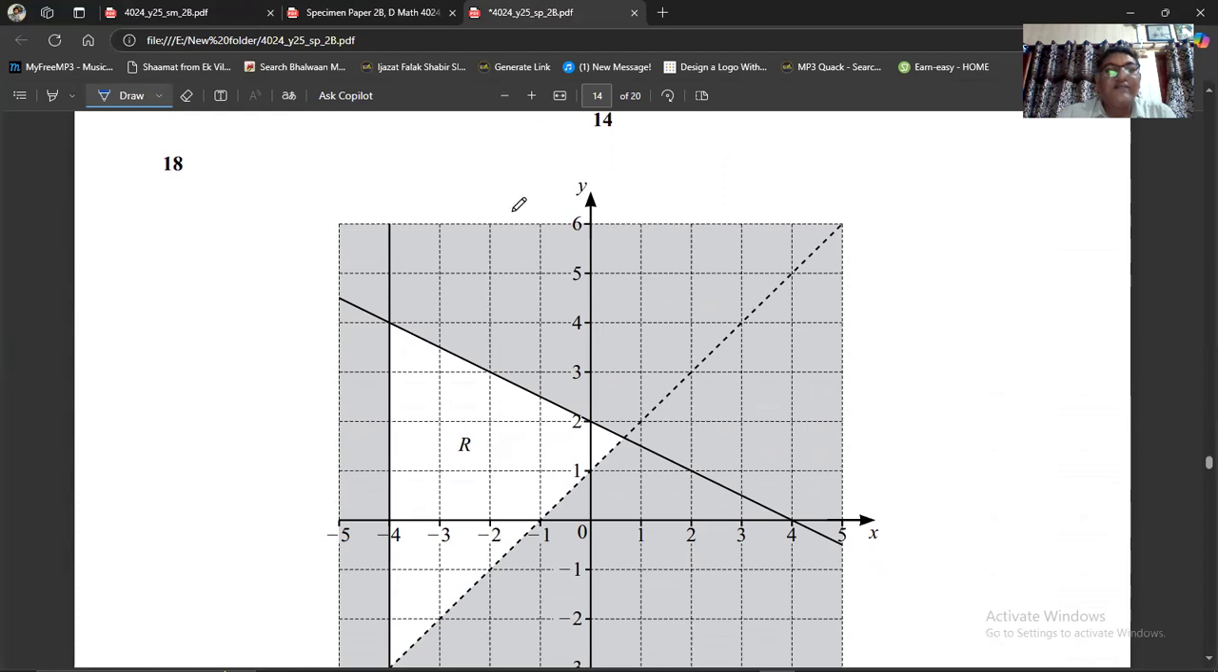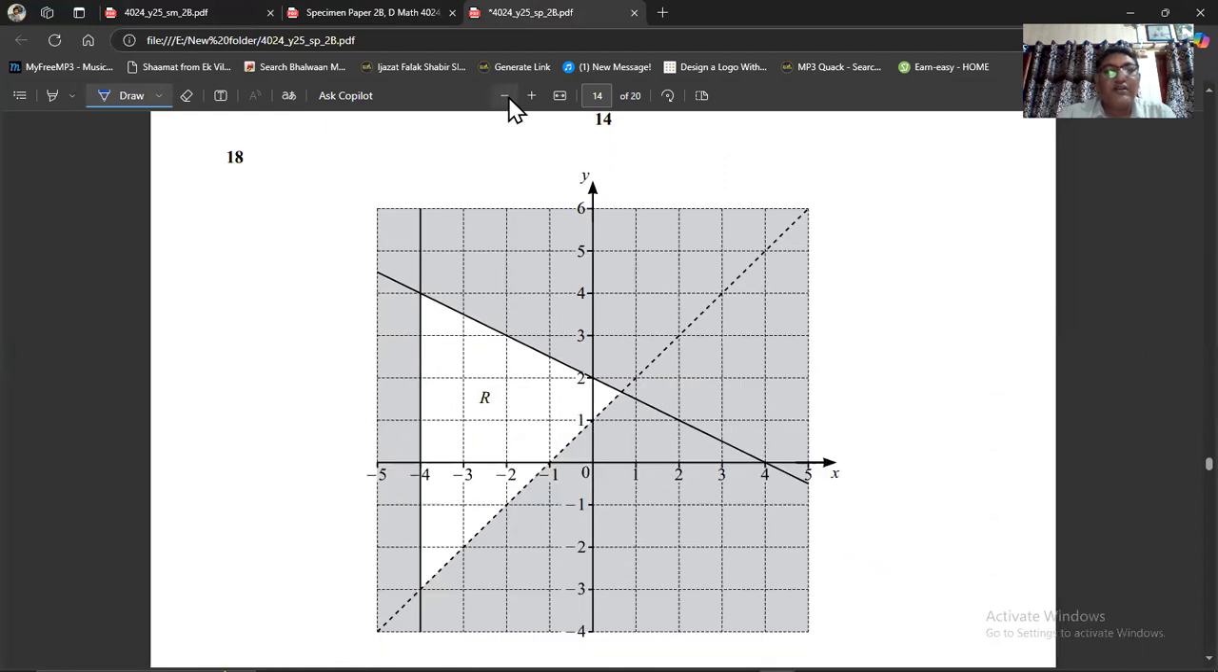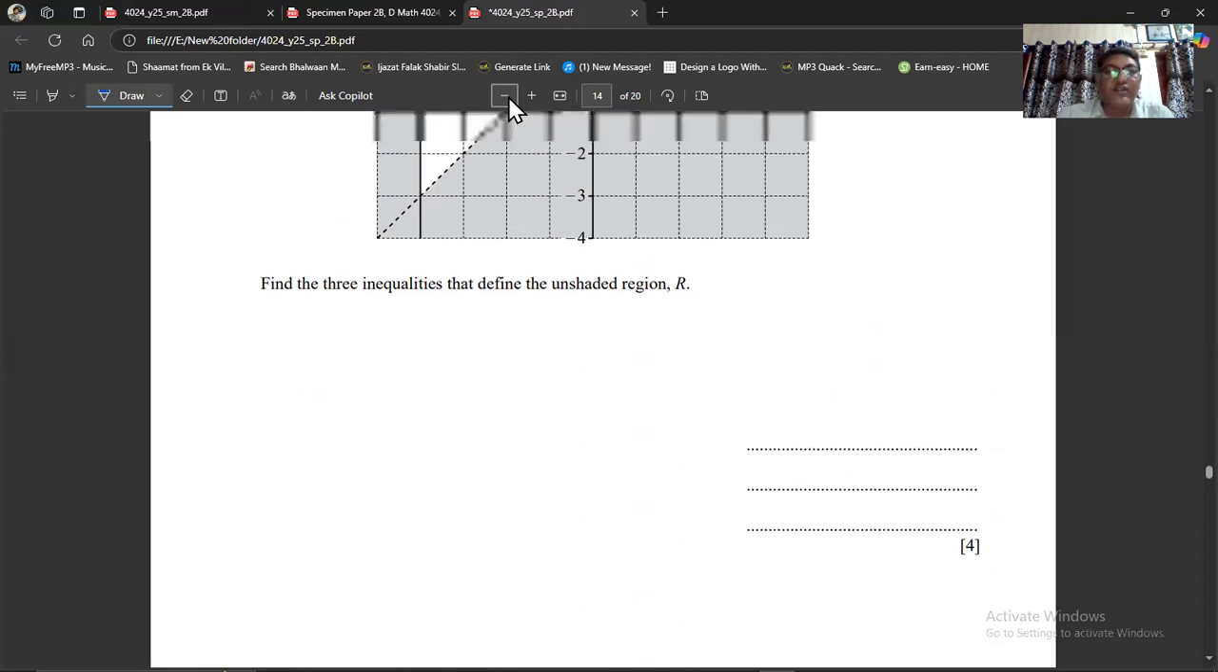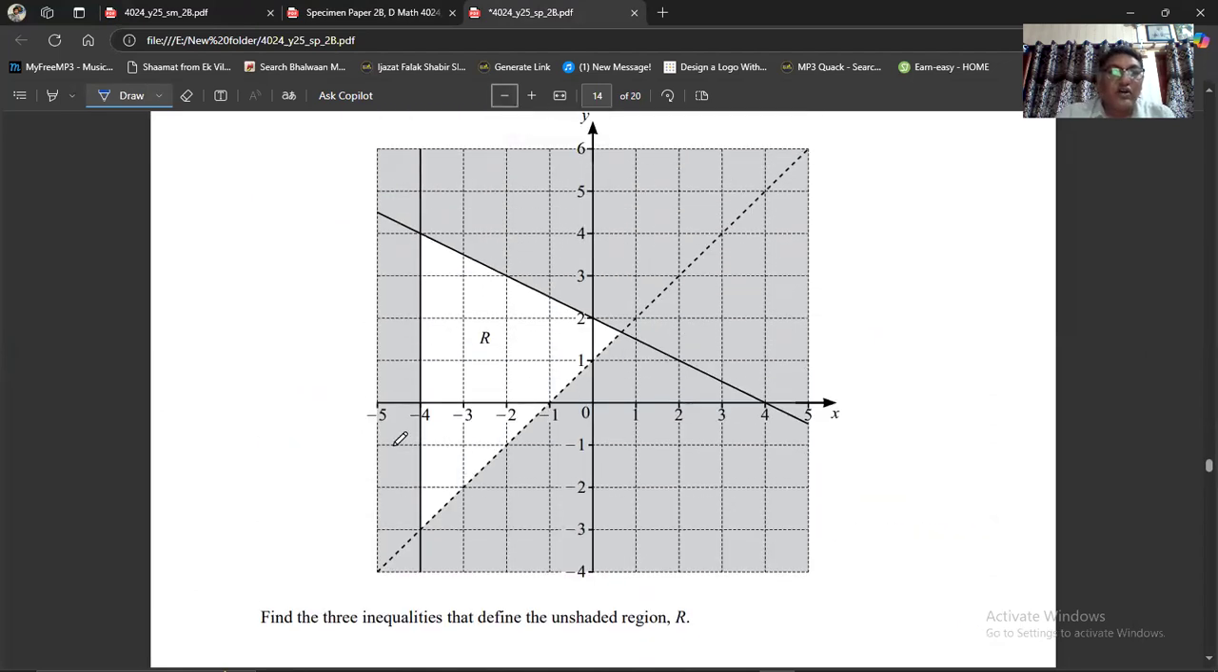So here we have 3 lines shown. Find the three inequalities that define the unshaded region. So here we have three lines. Let me call this the line number 1. I will find out its equation. Because it's a vertical line, its equation directly I can say it is x equals to -4.